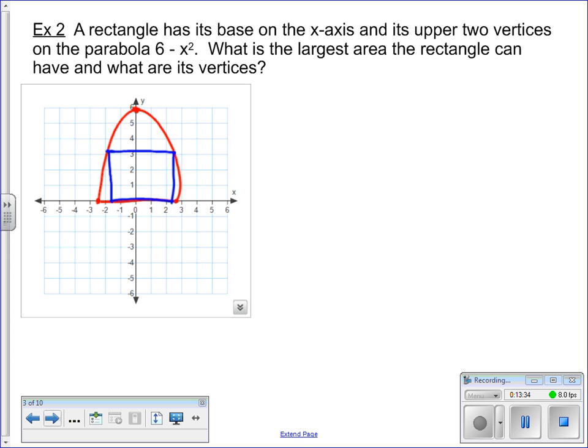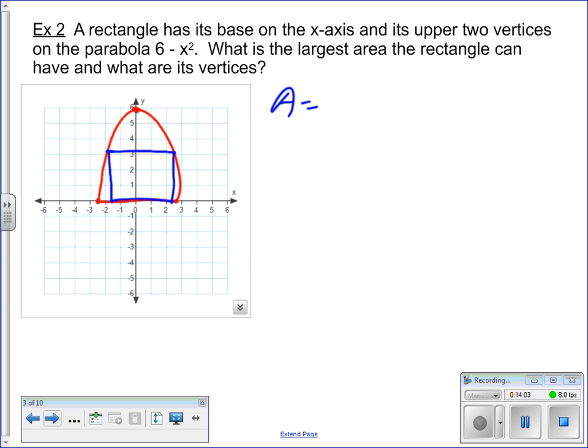Now, these 2 points here could be anywhere along the parabola. It could be tall and skinny. It could be long and skinny, long and short. Doesn't matter. What we have to do is find the dimensions of that rectangle. So, area, length times width, or base times height, or however you want to work it. It's really not that difficult at this point.